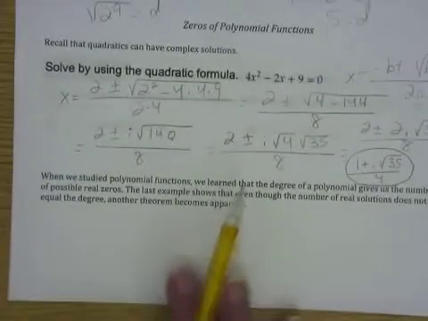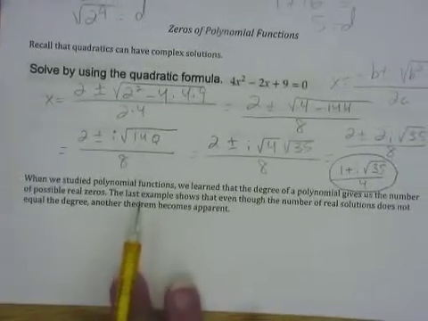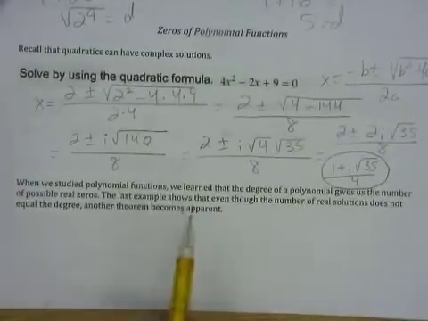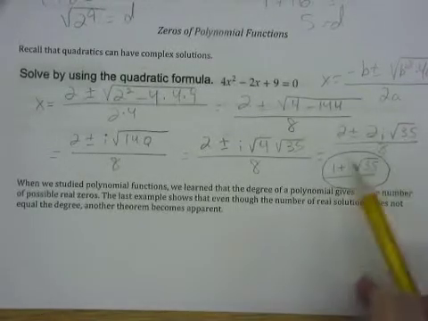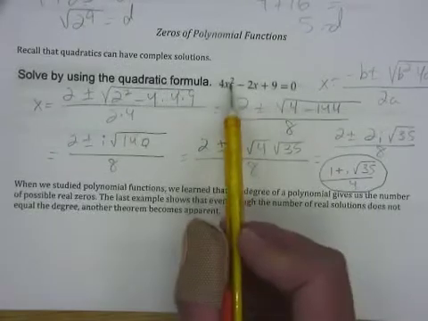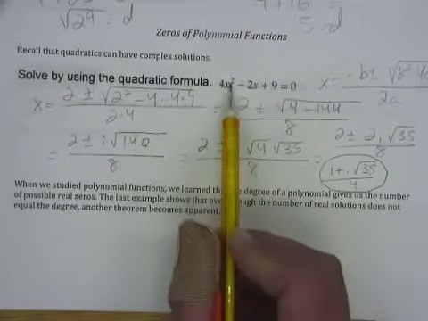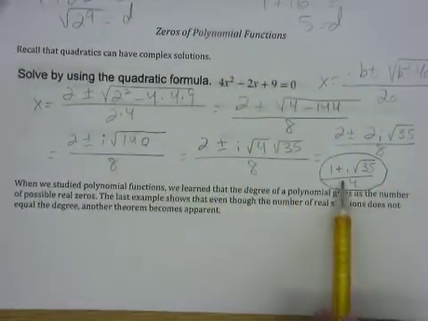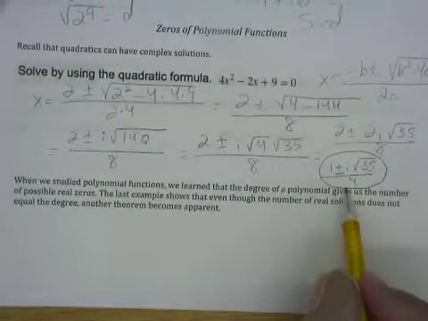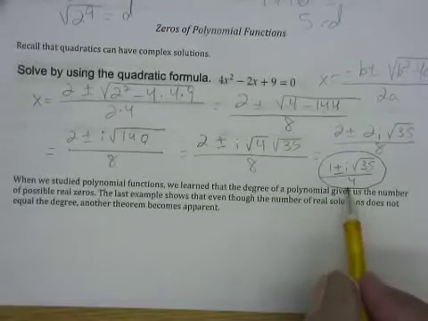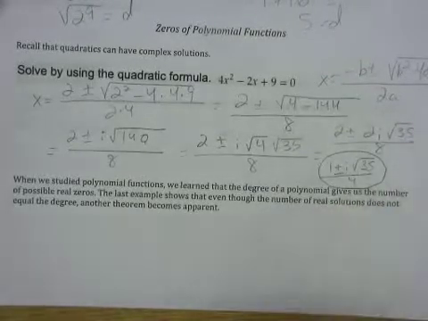So in chapter 2, we talked about how when we have a polynomial function, the degree of that polynomial function is the number of possible real zeros. And what we realize here is that the degree of this polynomial is the same as the number of solutions that this has, whether real or complex.